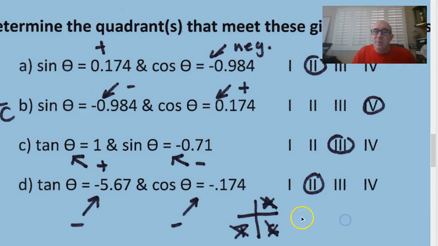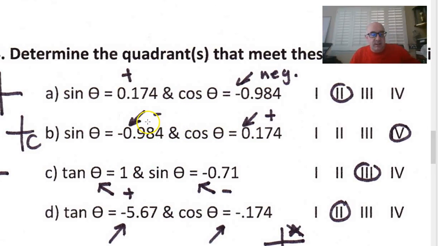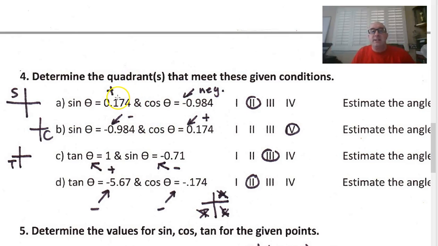More of the CAST rule here. So let's see if we make sense of this. Sine is positive, but cosine is negative. I must be in quadrant 2. Sine is negative and cosine is positive. I must be in quadrant 4. Tangent's positive, but sine is negative. I must be in quadrant 3. Tangent's negative, cosine's negative. I must be where sine is positive in quadrant 2.